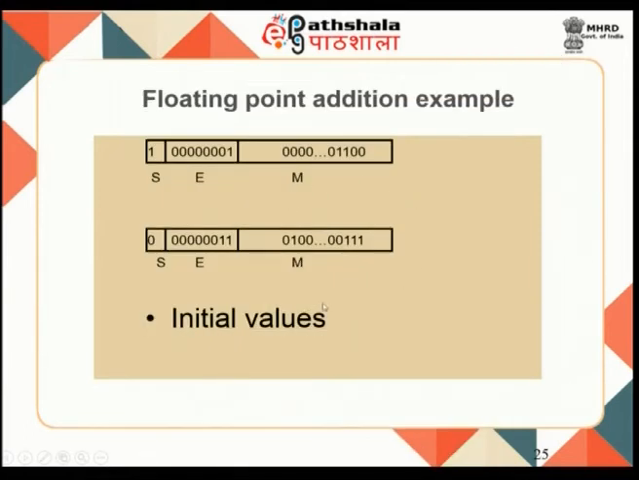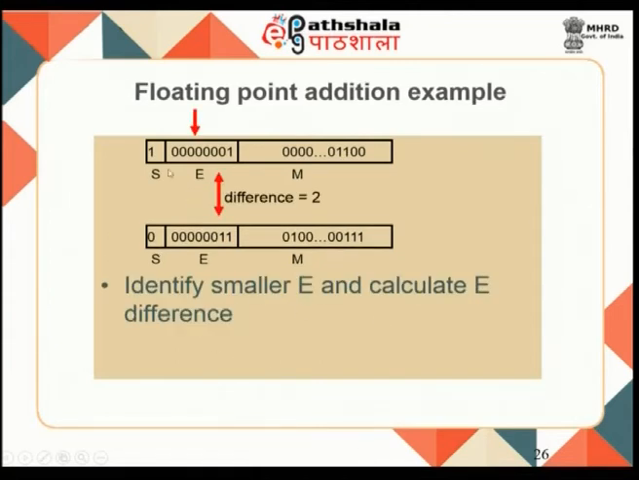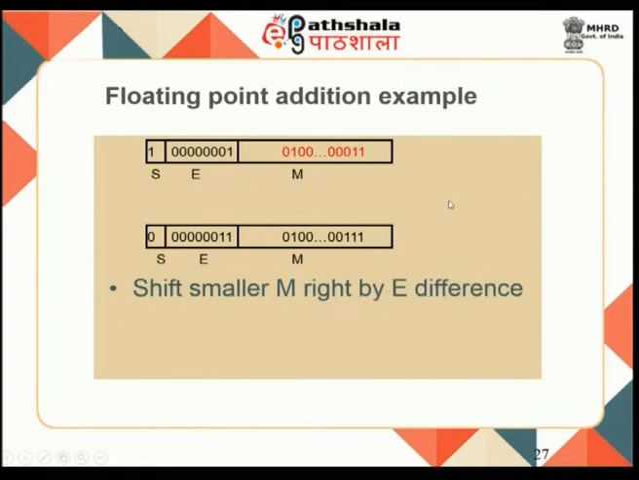This is best illustrated with an example here. So, you have the two initial values. First of all, compare the exponents and identify the smaller exponent, and you know the difference between these two exponents is 2. Once you have identified the smaller exponent, take this mantissa and shift it right by 2 bit positions. This is the shifted value, and while shifting, remember that you will have to take the implied 1 into account.